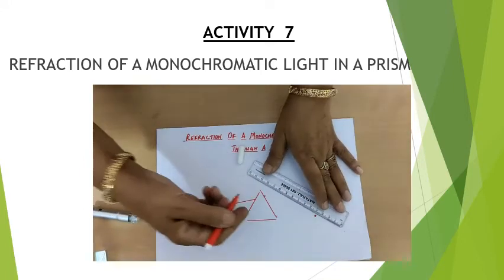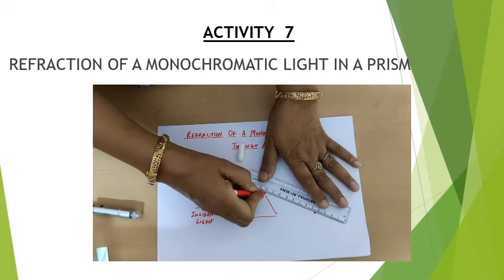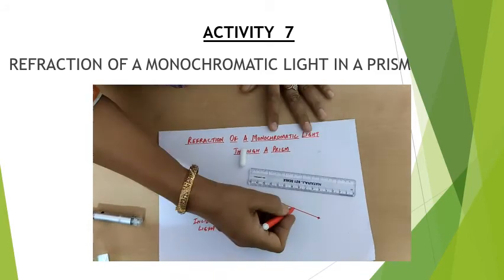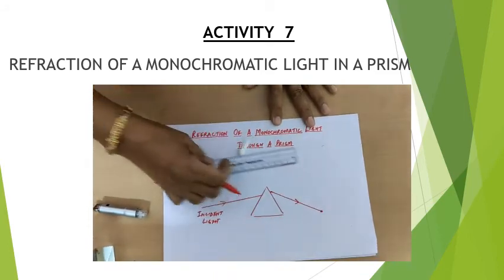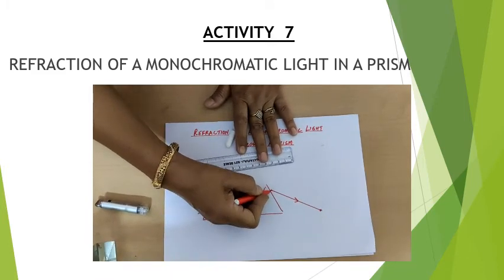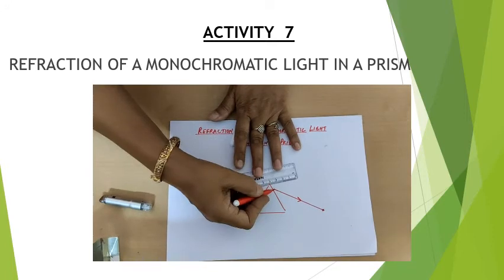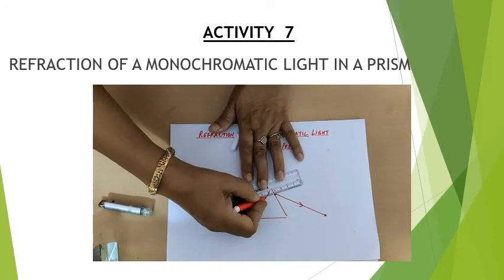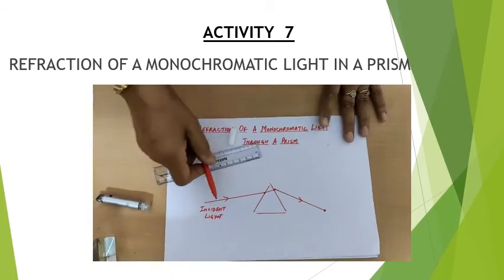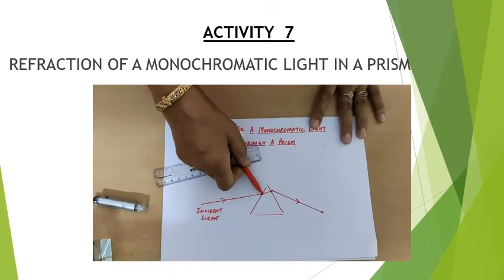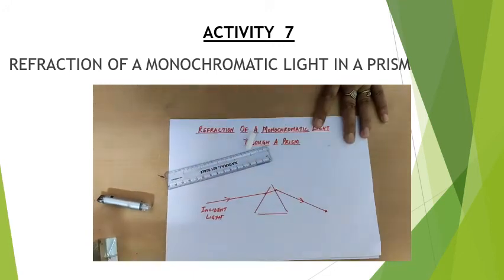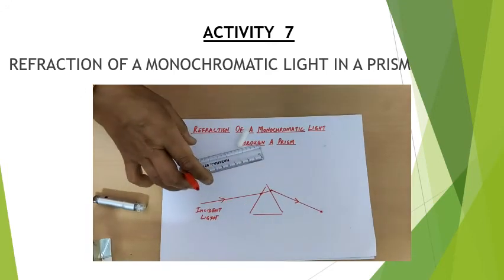With the help of a scale, I join the two dots. This becomes the emergent ray. Now, when I join these two dots, one of the incident ray and the other of the emergent ray, this becomes our refracted ray. So, the light that was falling on this surface refracted inside the prism and came out as emergent ray on the other side.